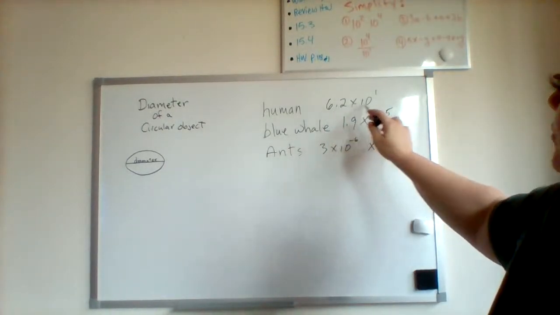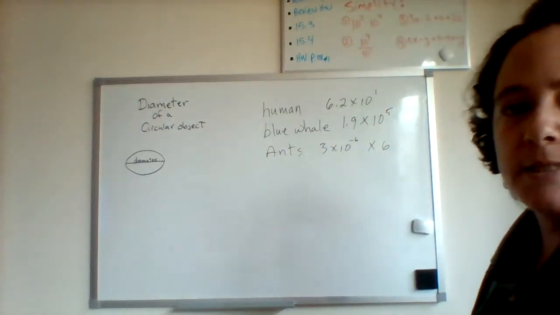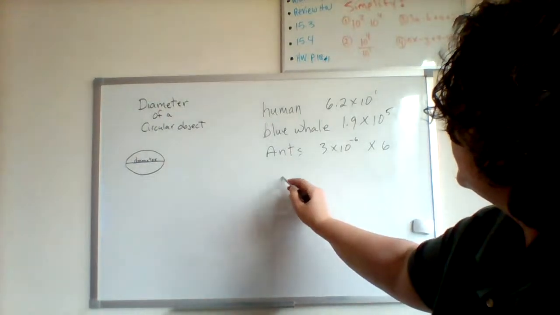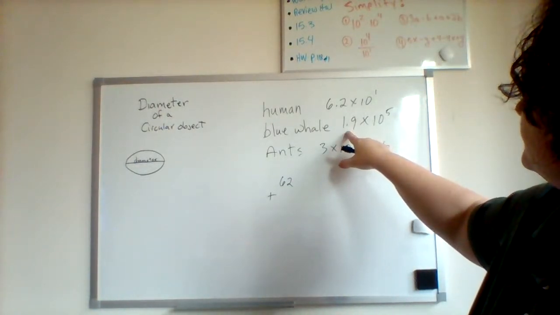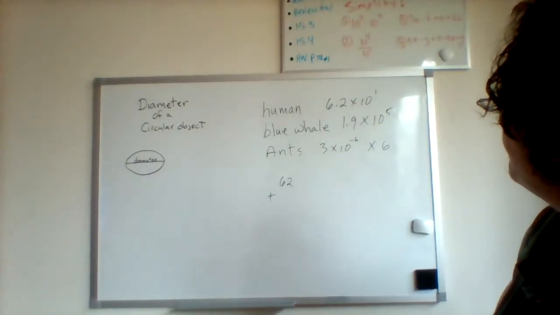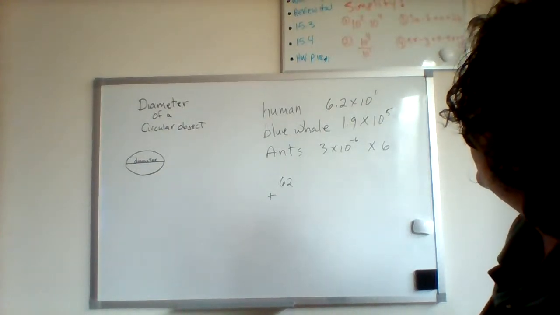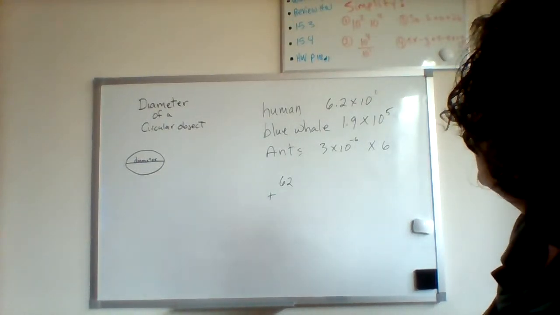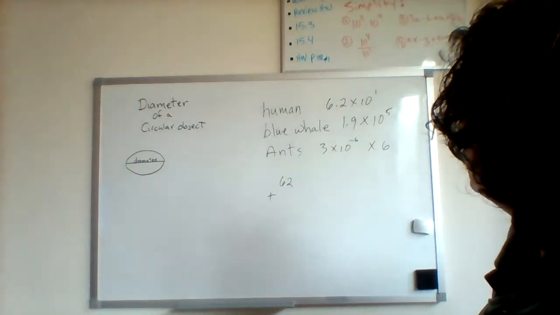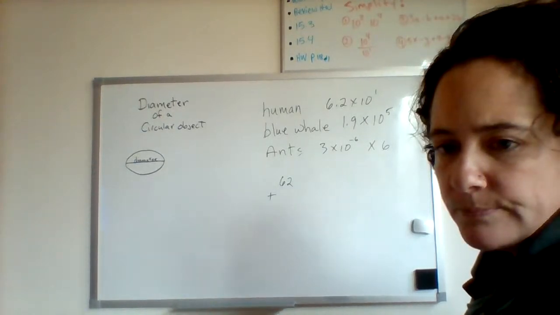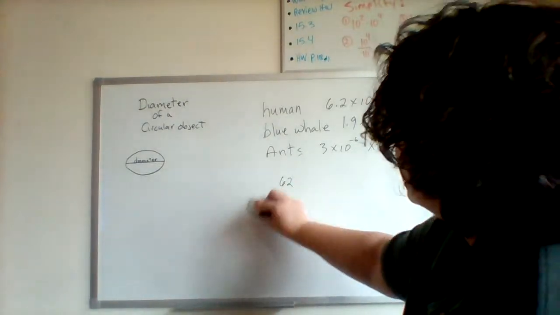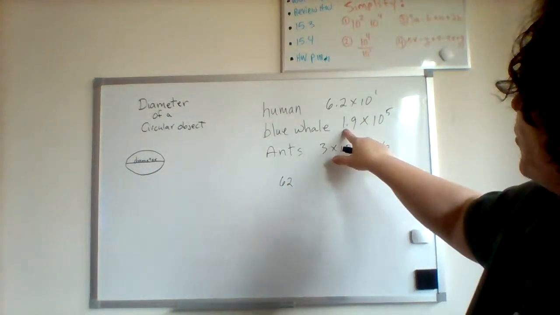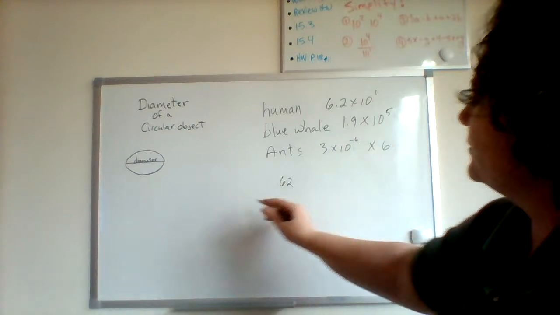So what is this one right here? That's just 62, right? This one right here, what is that? Well, actually, I need more room. 1.9 times 10 to the 5th.